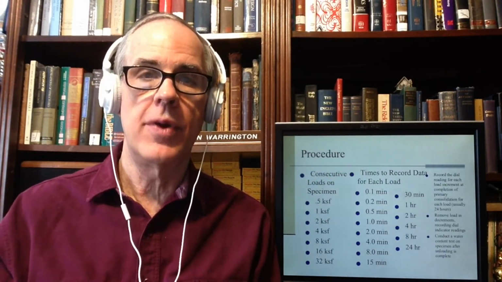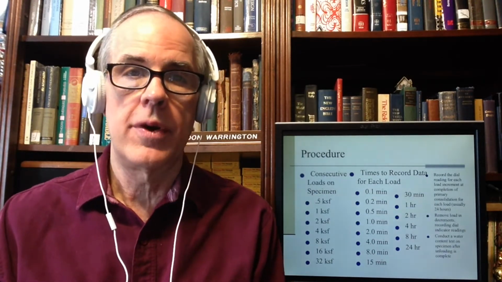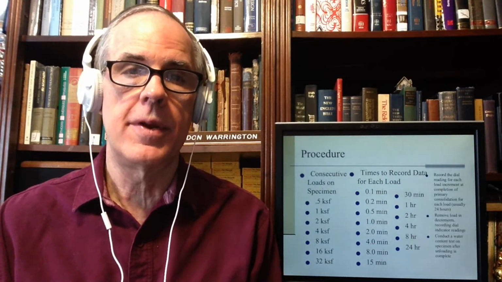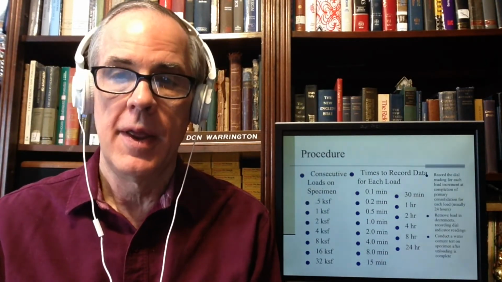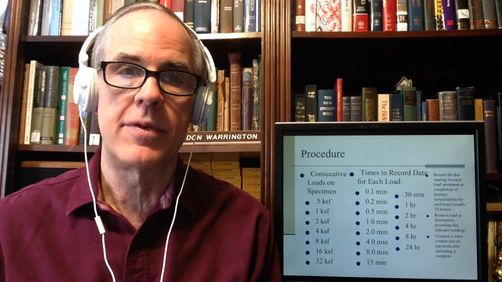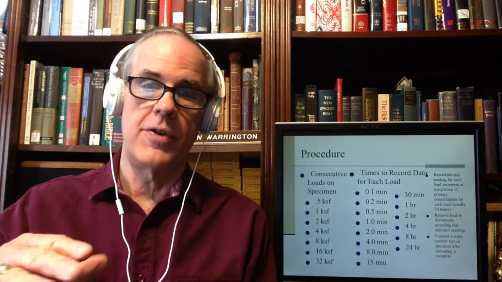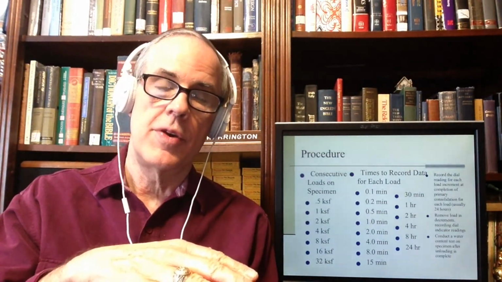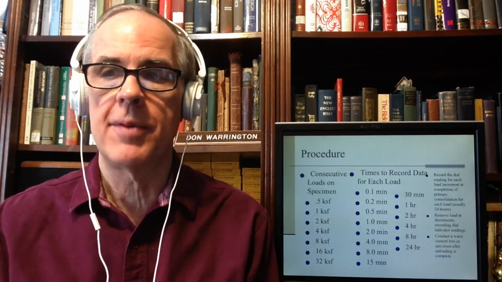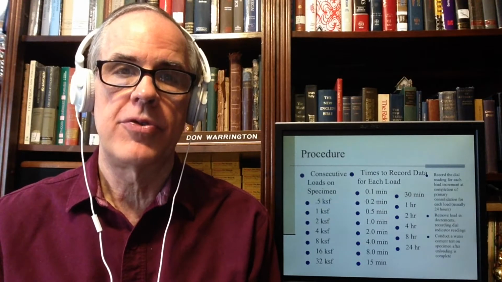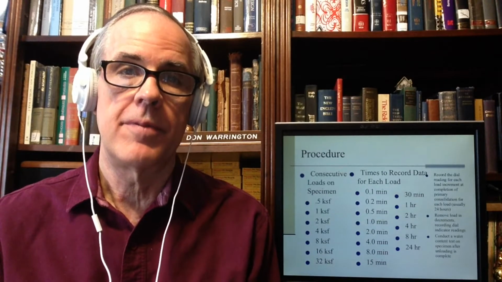For each load, each day you run, you record the movement of the top piston downward, which is the compression of the specimen, at fixed times, 0.1 minutes, 0.2 minutes, that sort of thing, all the way down to 24 hours. And then when 24 hours is done, you put the next load on it, you increase the load, and you keep going until you get to the end. At which point you've accomplished two things. You know how much it settles for a load, and you know how long it takes to do it, and then you extract the data.